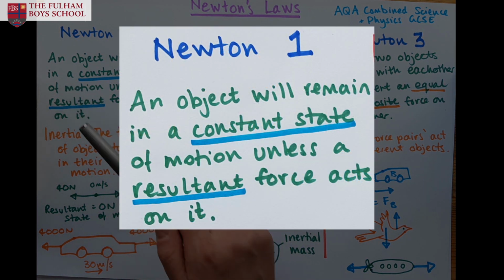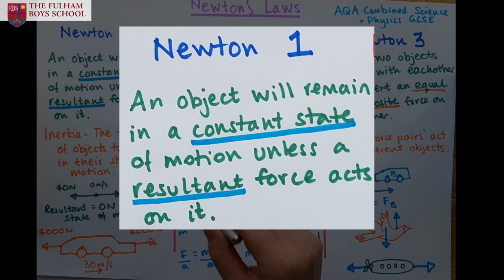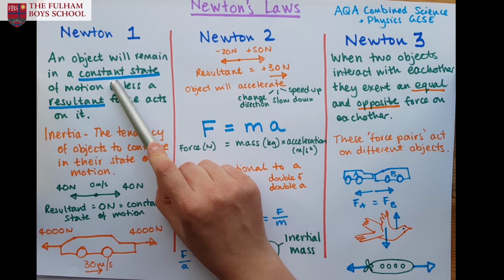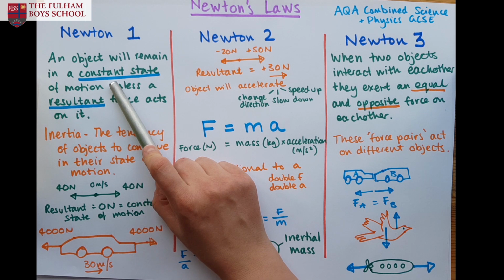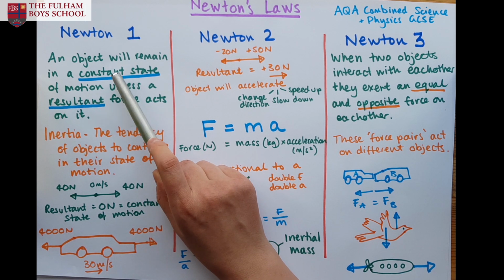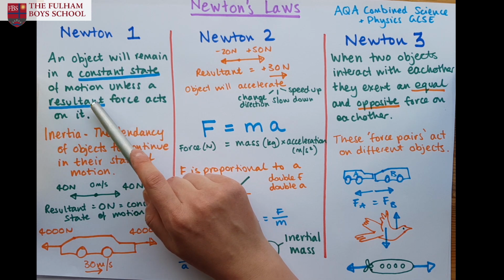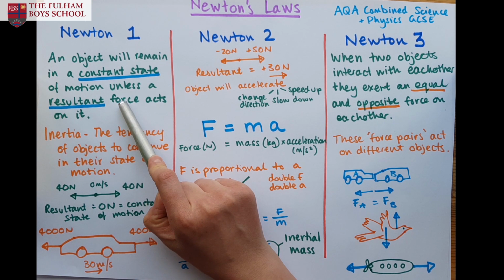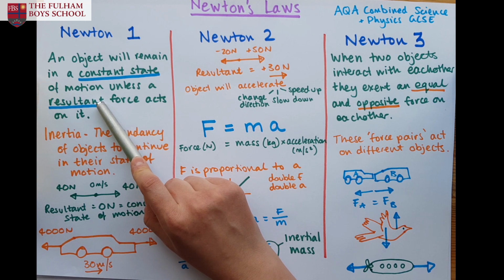Newton's first law states that an object will remain in a constant state of motion unless a resultant force acts on it. Constant state means it will keep doing what it's doing. Constant state could be 0 meters per second, it could be 1,000,000 meters per second. Just that it remains constant is important, and the idea that a resultant force acts on it means that yes, there are going to be forces acting on it, but there needs to be a resultant force. Those forces need to be unbalanced, and if they're unbalanced, there is a resultant force.